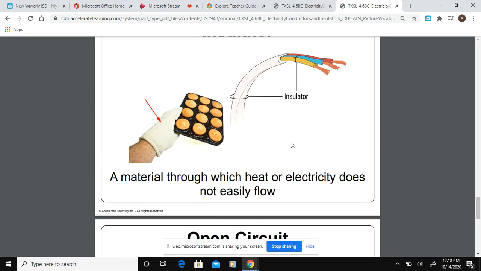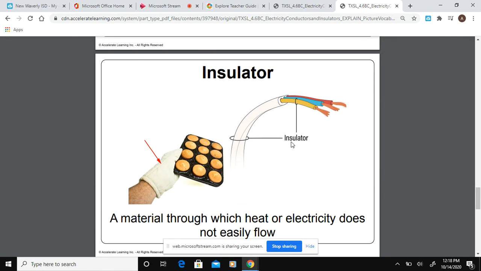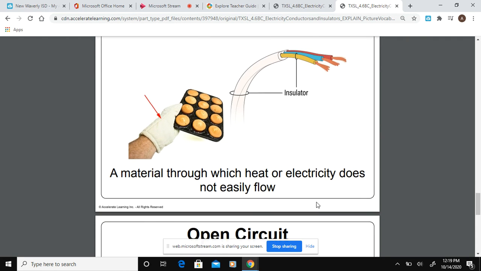Next is insulator. An insulator is a material through which heat or electricity does not easily flow. It's able to absorb, so it doesn't have any heat that comes with it. We can see it's covering some of the wires, so there's no crossing from one to the other. That's why we wear a pad for our hands or an oven mitt, so that it does not give us any type of heat.